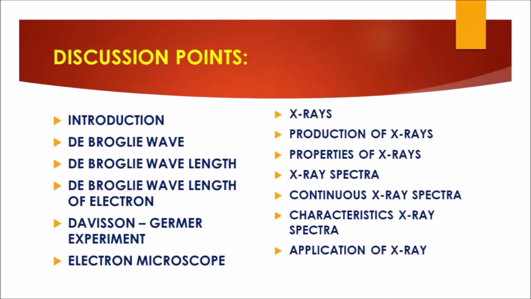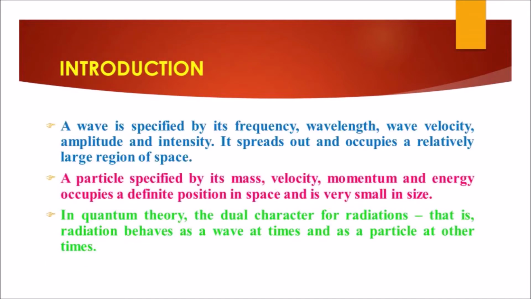Topics to be covered in this part are introduction, de Broglie wave, de Broglie wavelength, and de Broglie wavelength of an electron, Davisson and Germer experiment, electron microscope, X-rays, production and properties of X-rays, X-ray spectra and its types, and applications of X-rays. The first is introduction.